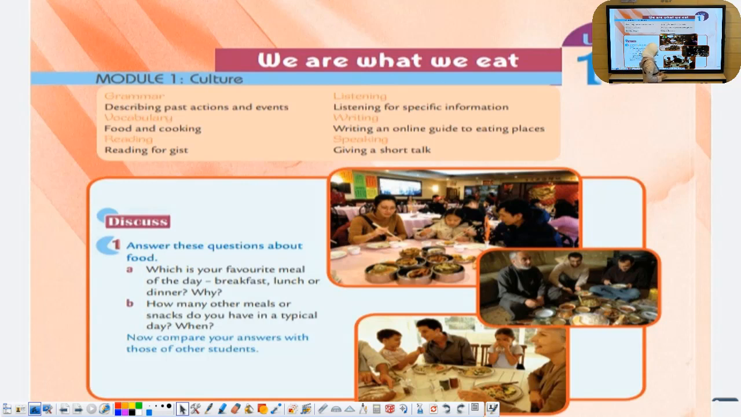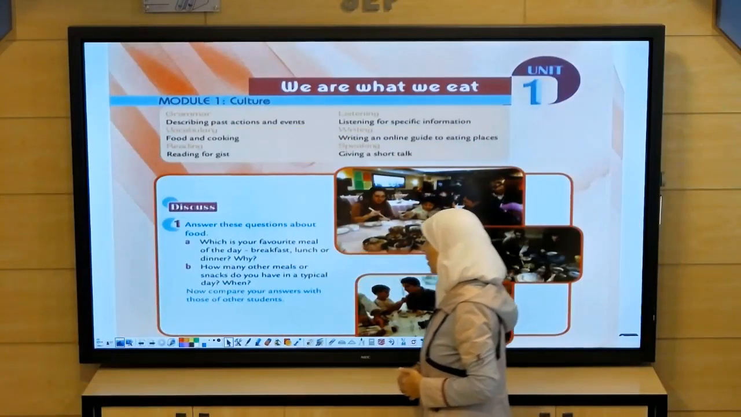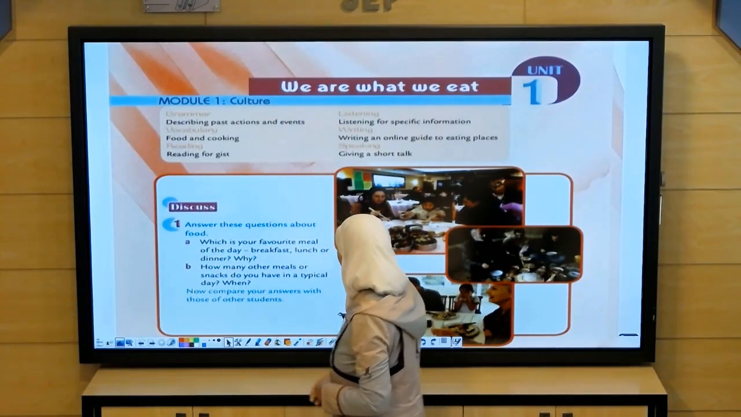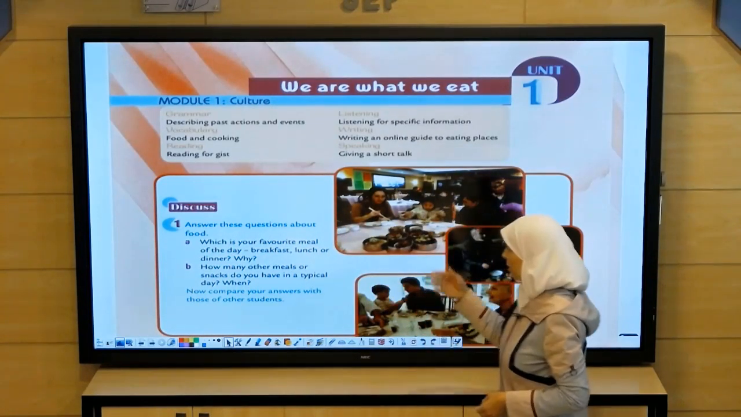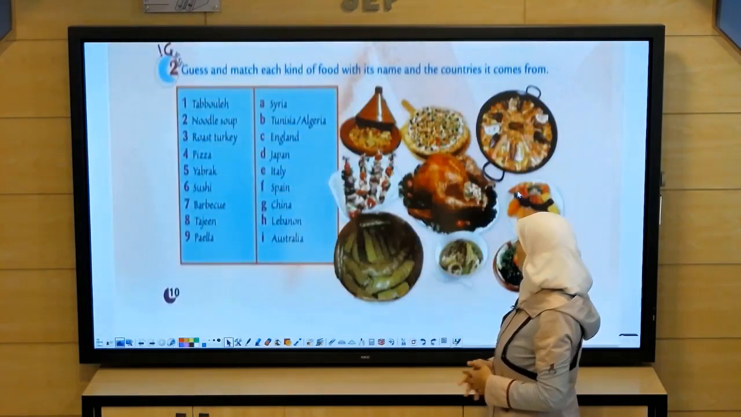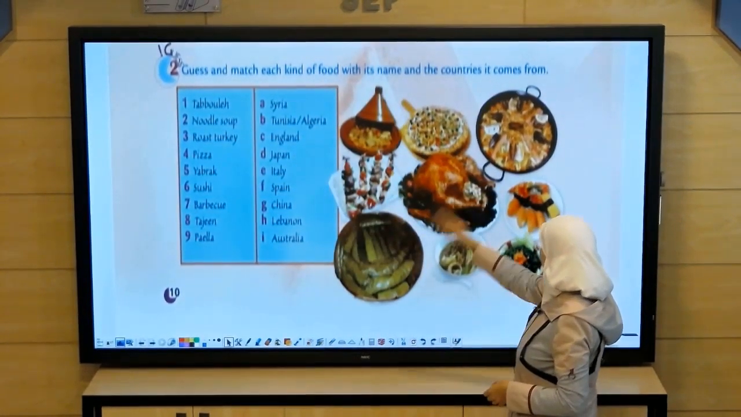Between meals, do you have some chips, biscuits, juice, fruit? What other typical snacks do you have? You can ask your friend, and your friend can answer you. Okay. Let's see these pictures about food.